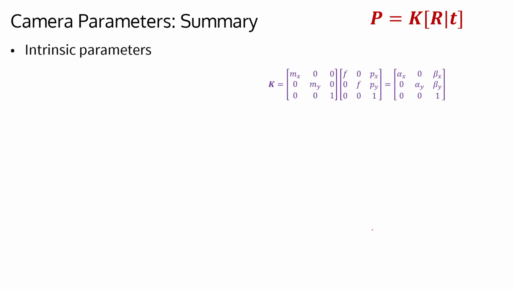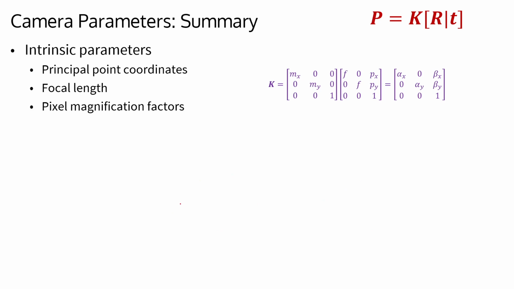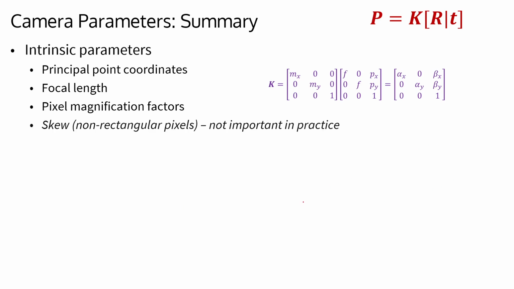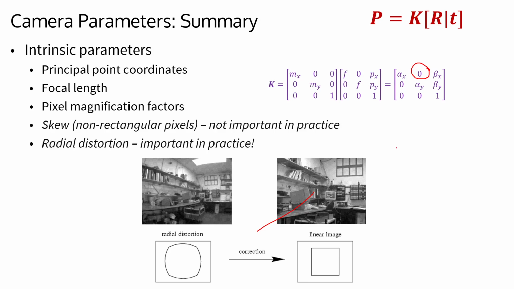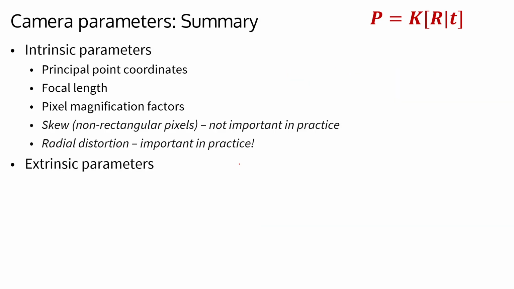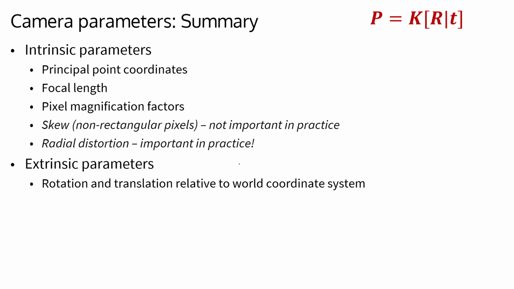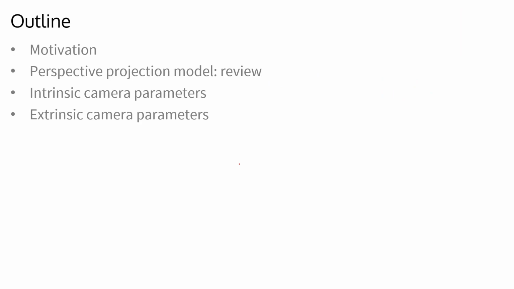So, camera parameter summary. Intrinsic parameters: the principal point coordinates, focal length, and pixel magnification factors mx and my. Skew, for non-rectangular pixels. There can be a value there also, but we will not consider that. And then the radial distortion, which is very important in practice. If you run camera calibration software, the parameters that are required to correct the radial distortion can be obtained. Extrinsic parameters are the rotation and translation related to the world coordinate system. So this is what we studied.